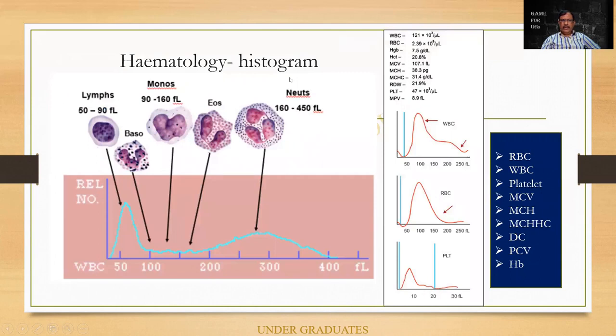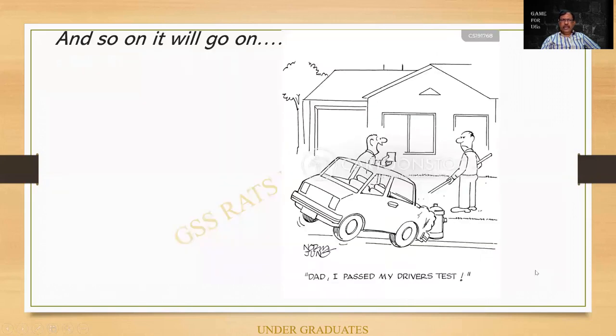And this is the hematology histogram, which you can see in a Sysmex or in a Coulter counter. Because of the graph, we will be able to make out whether it is a neutrophil, eosinophil, lymphocyte, etc. And look at the number of values over here. Again, I have written the same thing. All this can be found out when you run a sample through the Sysmex or a Coulter counter. And so on, the questions will be going on.